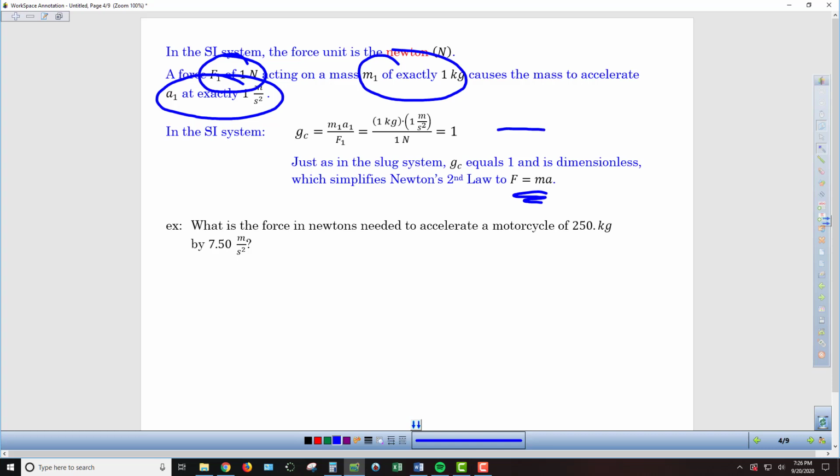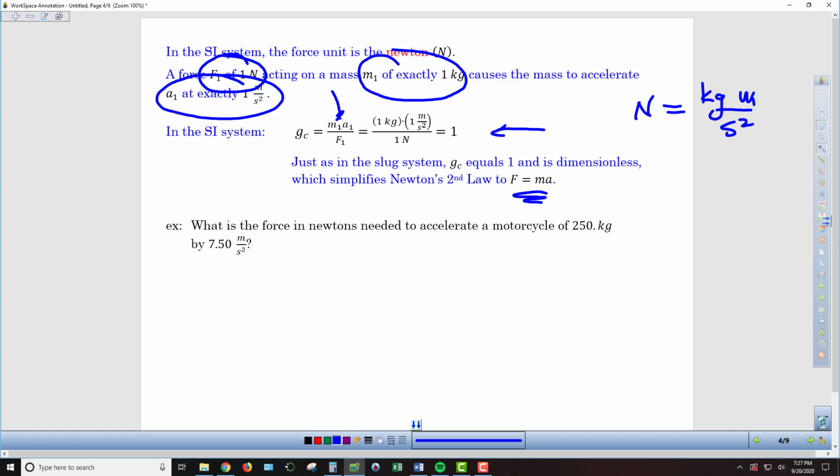And so we can see that here. It's all ones. We've got the 1 kilogram, we've got the 1 meter per second squared, we've got 1 newton. Now you notice I have it upside down here because the F1 over M1A1 is actually 1 over G sub c, but the broader point still remains. We end up with ones everywhere, and all these units cancel each other out since a newton is defined as being a kilogram meter per second squared, and so we can just ignore that constant of proportionality when we're operating in SI units and just write F equals ma.